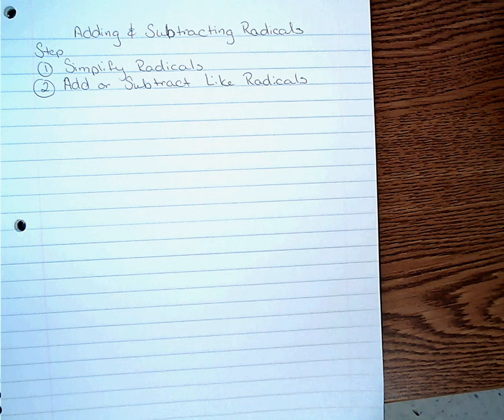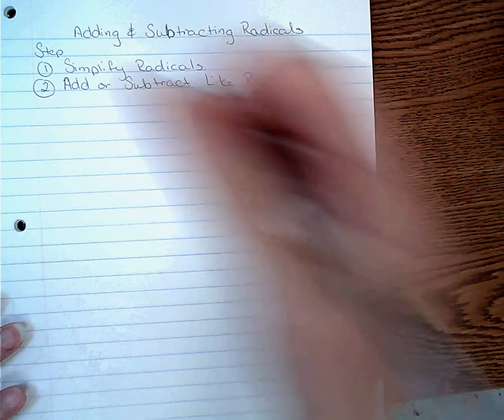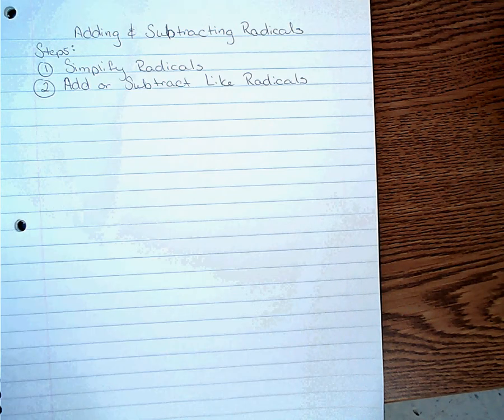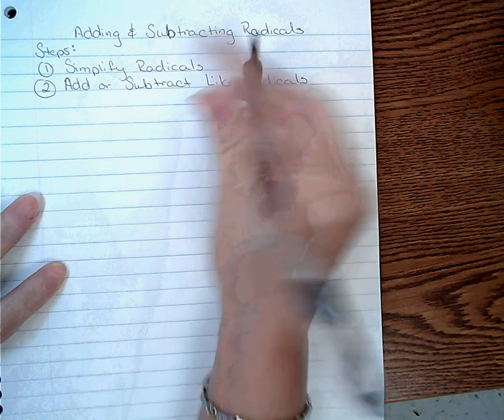Okay, so today we're going to add and subtract radicals. The steps to do that are you have to simplify your radical first, and then you add or subtract like radicals. Now, let me go into step 2 for a minute.